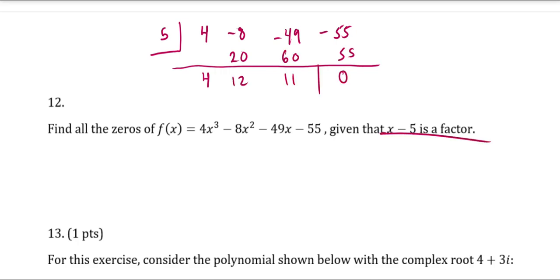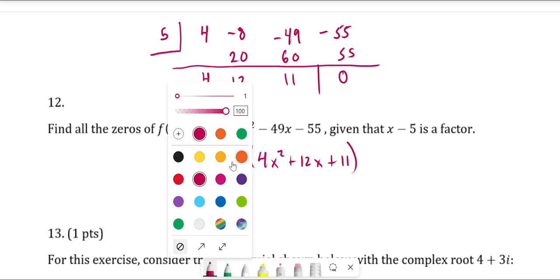They guaranteed us that this was a factor, so I certainly hope that we'll wind up with a remainder of 0 when I divide by a factor. And this gives us the fact that this will be equal to x minus 5 times 4x squared plus 12x plus 11. Now that we've reduced the polynomial sufficiently, now that this is only a second-degree polynomial, we can just use the quadratic equation to complete the rest of the zero finding.